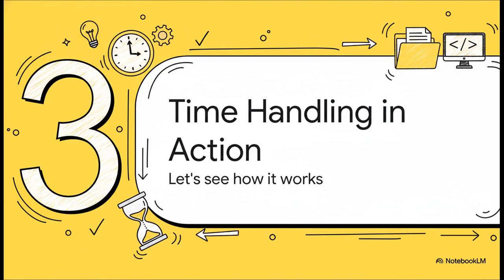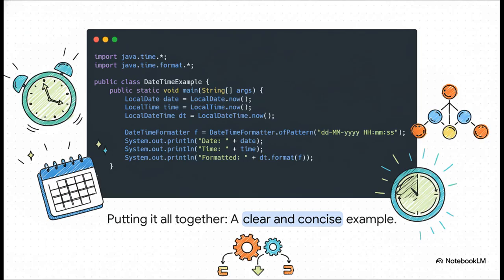The real beauty of this new API is just how clean and easy to read the code becomes. Let's look at a real practical example. Just look at how clean this is. To get the current date, we just call a static factory method, LocalDate.now. Notice we're not using a new constructor here. We're asking the class itself to create an instance for us.